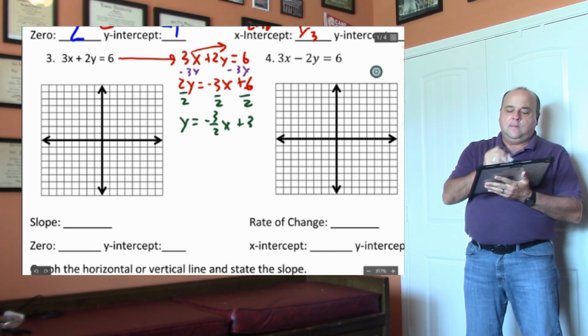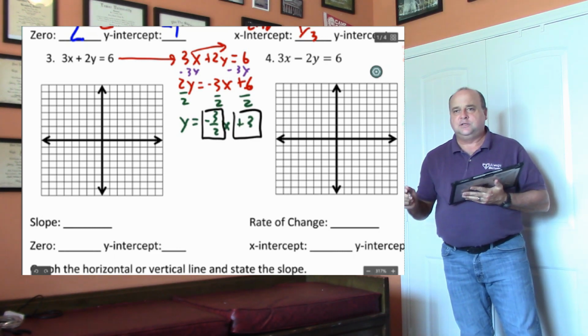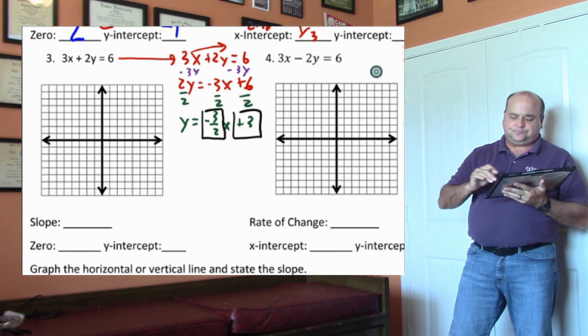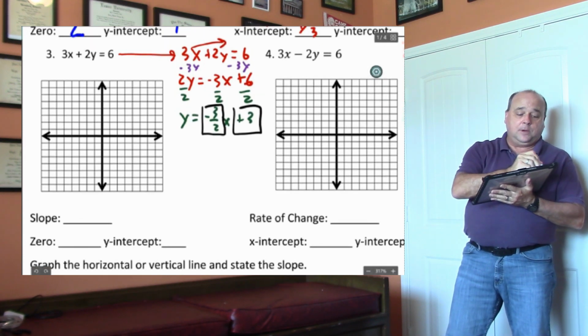Okay, now then, this would be my slope. This would be my y-intercept. You should be able to graph that line. Now then, let me start off, because y'all are kind of weak. I'll help y'all with this one.